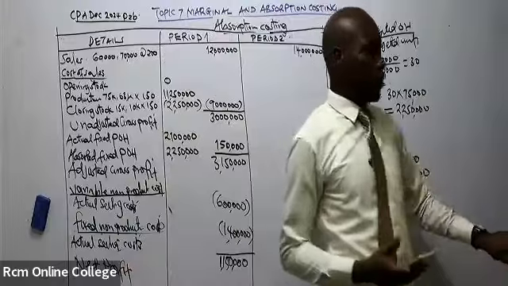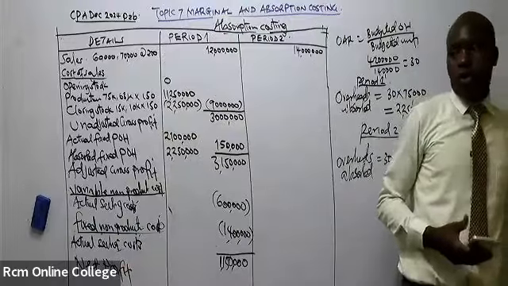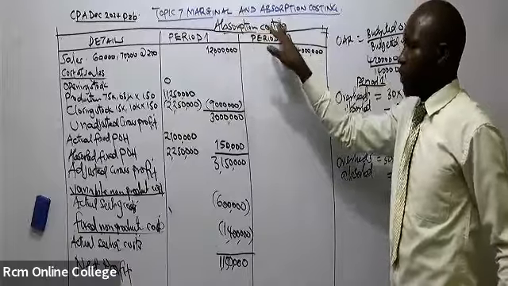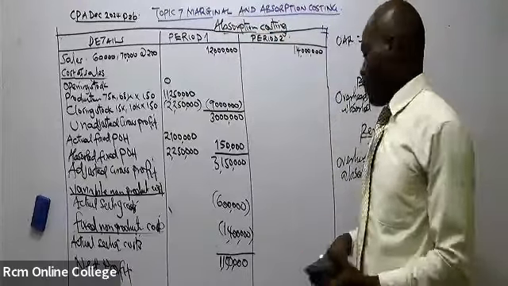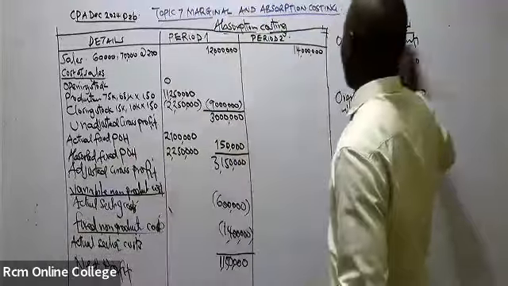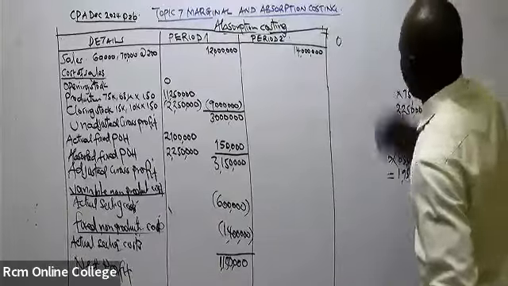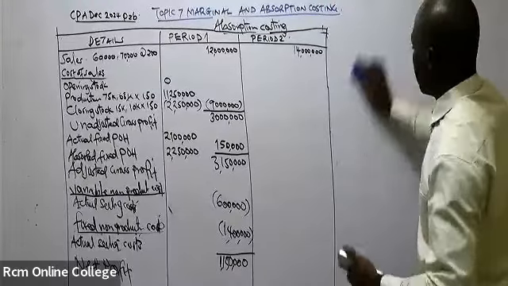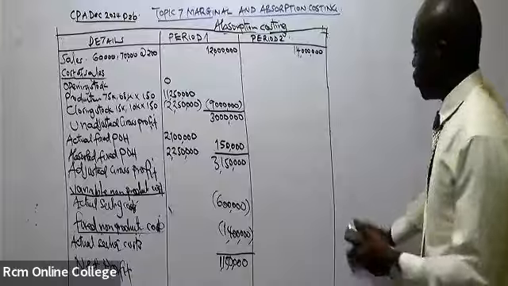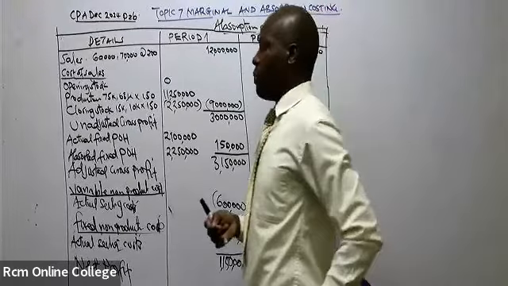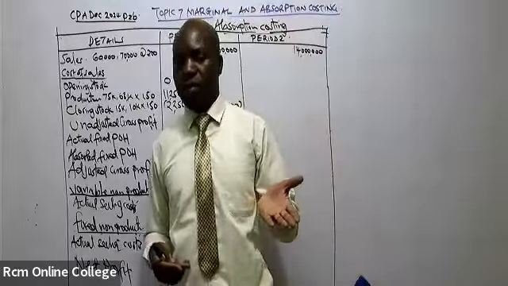Great. Now, if you look at what we are doing, we're looking at method number 2, that is absorption costing. Under absorption costing, you must include the fixed production overheads to be part of the product cost. So how did we come up with the fixed production cost per unit? Remember, we are doing production.